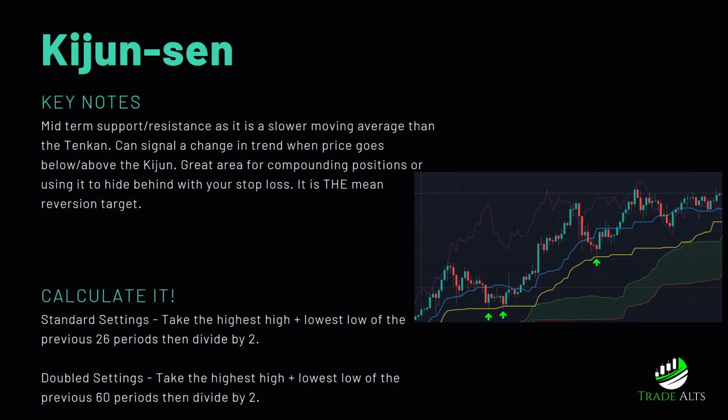But the Kijun is a phenomenal opportunity. You can see right here in this chart what I'm talking about. This is a really good example where you see these green arrows, but it's a really great area for compounding your position. So if you're long or short, in this instance this is obviously bullish. So you could compound your position where these green arrows are, phenomenal opportunities, because it is the mean reversion target.